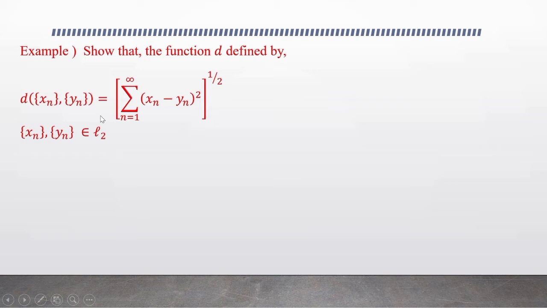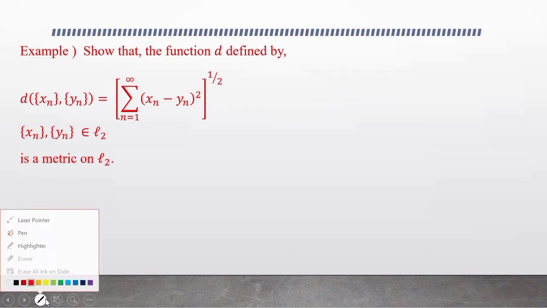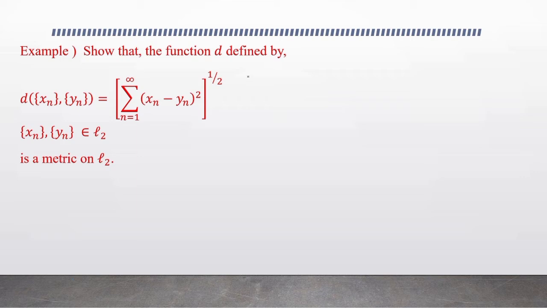Now, this sequence xn, yn belongs to L2, is a metric on L2. Means we have to show that this d defined on the elements of L2 is a metric. So, what is L2? L2 means the set of all sequences.